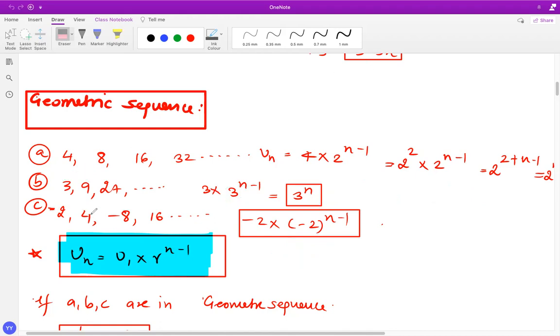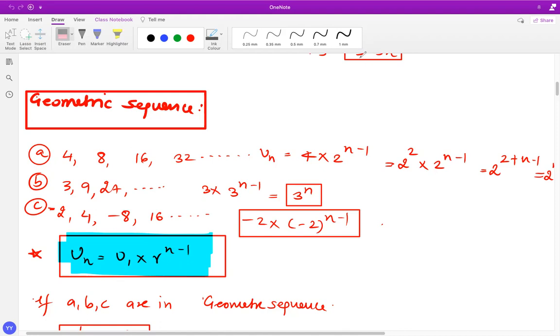Now, a general mistake that we make is thinking that the ratio can only be positive. If you look here, the ratio is -2 every time. If that's happening, it's okay. The ratio can be negative. So it's -2 times -2 to the power n minus 1, and that's your nth term here. So the nth term formula is u1 times the ratio to the power n minus 1.